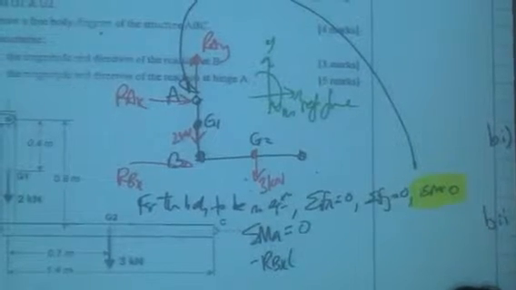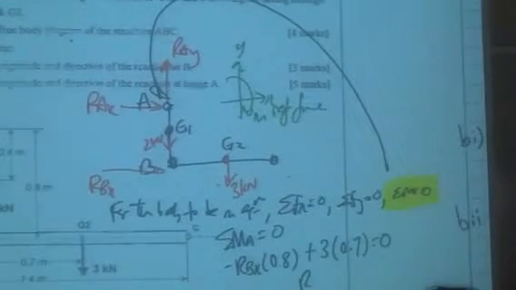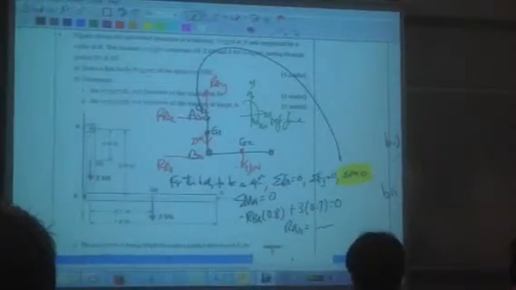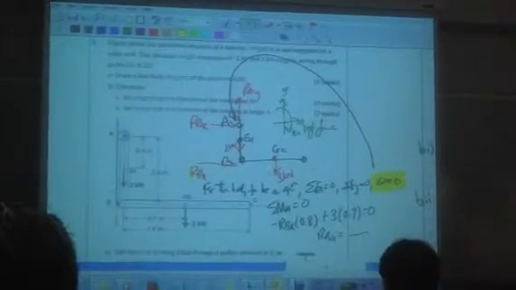Anti-clockwise, minus RBX times the distance given, 0.8. Good. Next, 3 kilonewton. This one, clockwise or anti-clockwise about A? Clockwise. So it's plus 3 times 0.7 equals 0. And there you have it. RBX equals to what? Whatever is there. Clear? So, RBX down.